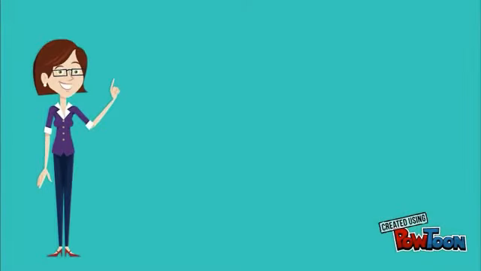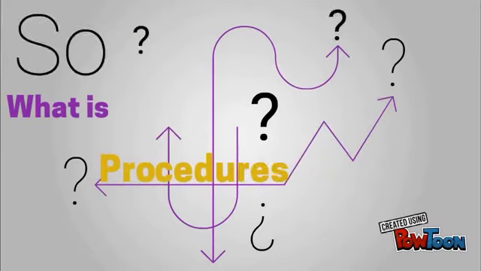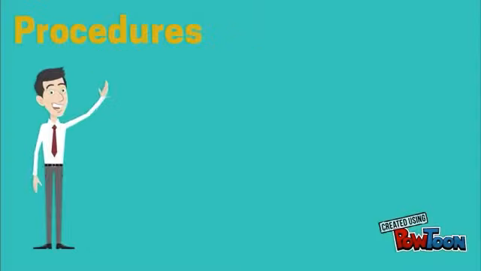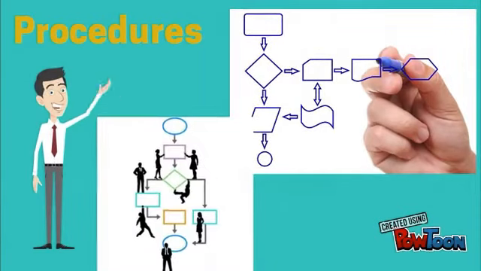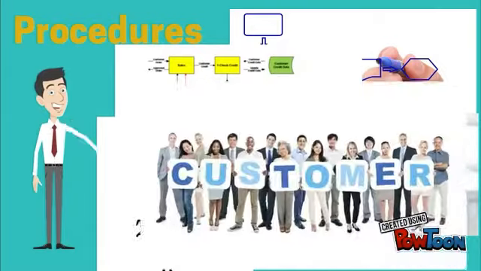And now we will talk about the first component of the pyramid, which is procedures. So, what is procedures? Procedures is a collection of related structured activities or tasks that produce a specific service or product for a particular customer or customers.